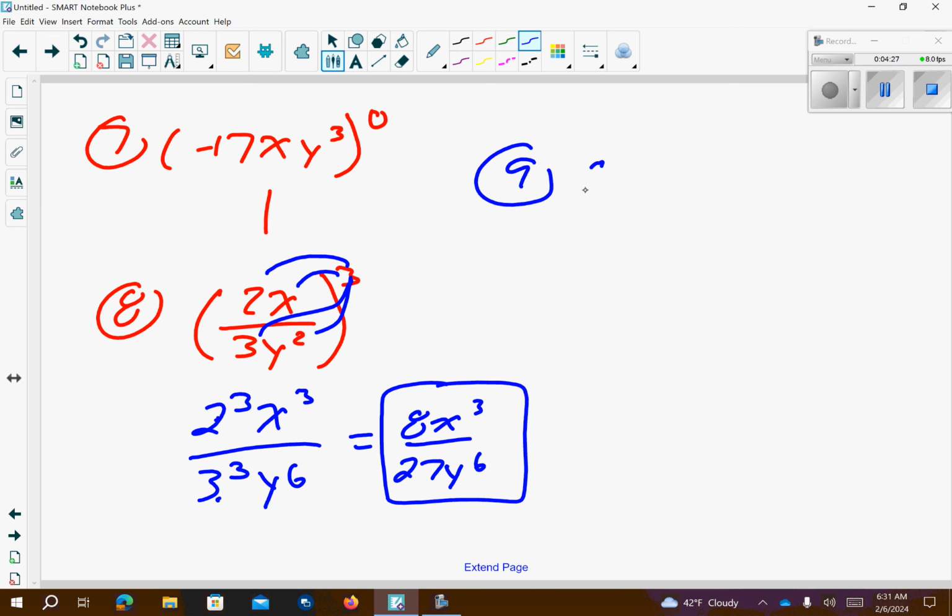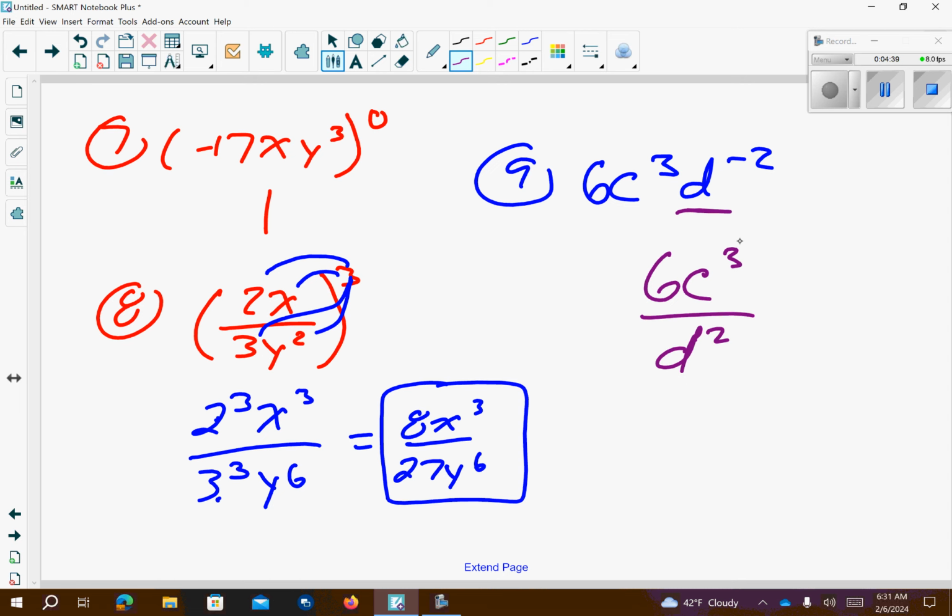Number 9, 6c to the 3rd, d to the negative 2. So we just want to move the negative exponent down, nothing to cancel, just move it down. It becomes a positive exponent now.